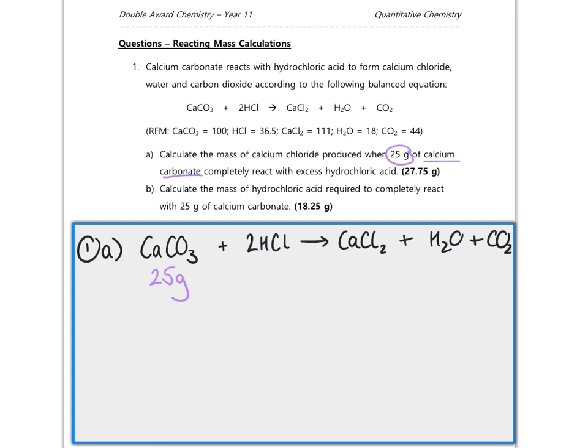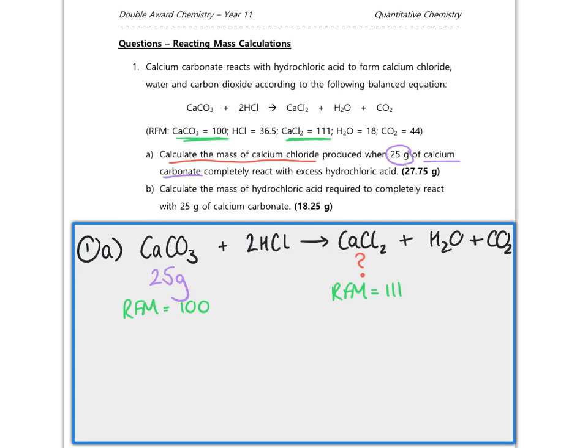Next thing is to write a question mark underneath the mass that I'm trying to calculate. It says calculate the mass of calcium chloride produced. So it's produced there, I know it's going to be a product. Calcium chloride is going to be CaCl2. So put a question mark underneath that. Your next stage then is to write down the RFMs of what you're going to be using. So I'm going to be using the RFM of calcium carbonate and of calcium chloride. I can essentially ignore the rest. So the RFM of calcium carbonate is 100. Make sure you pick the right RFM, and sometimes that can be a mistake that people make. And the RFM of calcium chloride is 111.